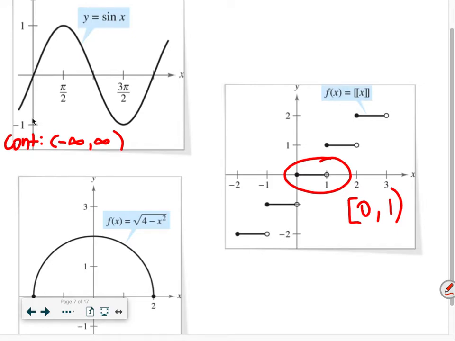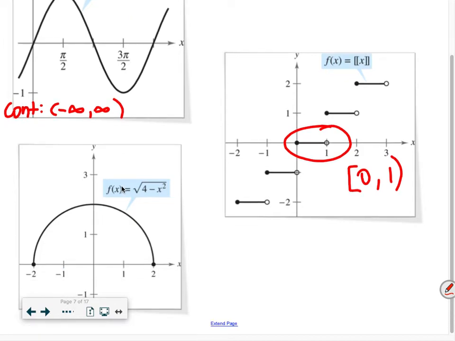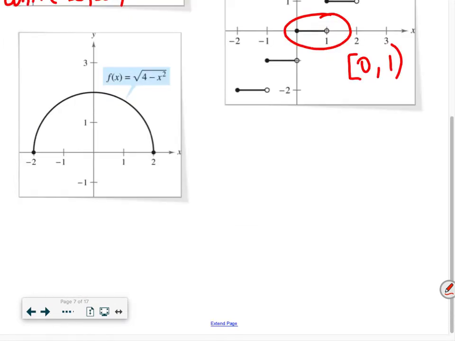This semicircle. Would we say that it's continuous across all real numbers? No. But it does have some continuity. Christiana, where would we be continuous on this semicircle? -2, 2. Okay. Good.